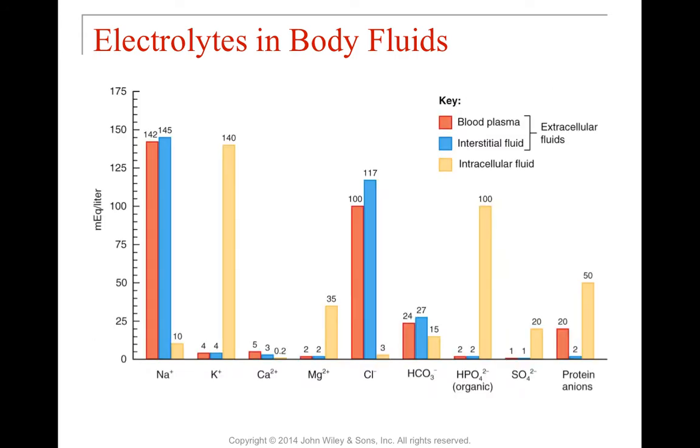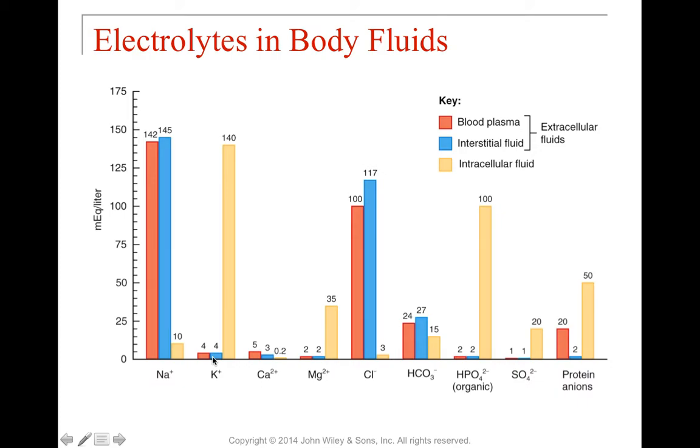So I don't expect you to memorize this table by any means, guys. I just want you to take a look and understand that if you look at the three different types of body fluids, the blood plasma, shown in red, the interstitial fluid, shown in blue, and the intracellular fluid, shown in yellow, you can see that in terms of the different electrolytes, for example, sodium is going to have a much higher concentration in the plasma and interstitial fluid, so in those extracellular fluids, than it does in the intracellular fluid or the cytoplasmic fluid. However, something like potassium is found in much higher concentrations inside the cell than outside the cell.